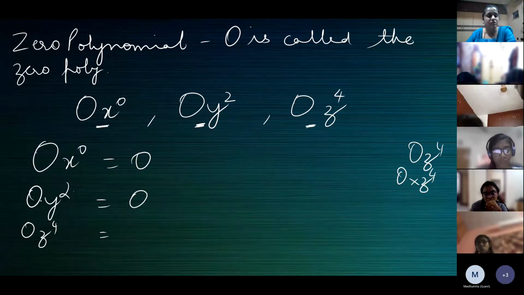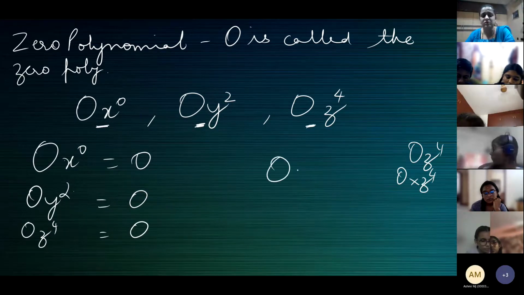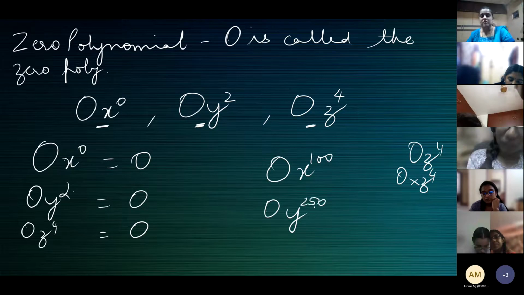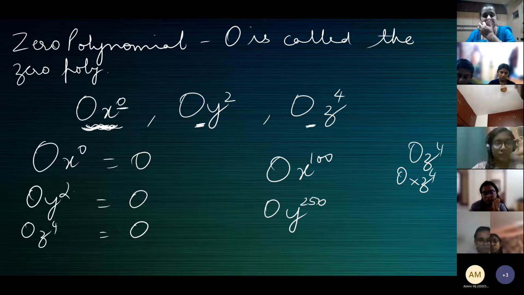So what is y square into 0? 0. What is z to the power 4 into 0? 0. So you can write 0 as 0x to the power 100, or 0y to the power whatever, like 215. Children, please watch what I'm marking. If you write 0 like this, you will say that the degree of 0 is 0, from the power of the variable. So you should have understood that you can express 0 in many ways.